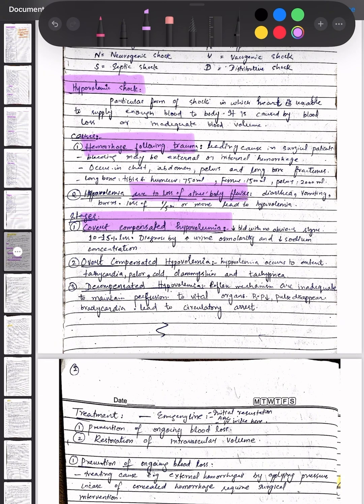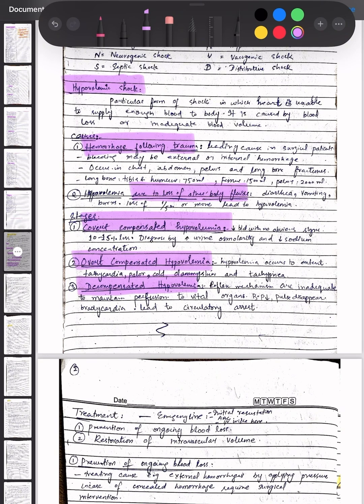Overcompensated hypovolemia. Hypovolemia occurs to an extent with tachycardia, pallor, cold, clammy skin, and tachypnea. Decompensated hypovolemic shock. Reflex mechanisms are inadequate to maintain perfusion to vital organs. Decreased blood pressure, pulse disappears, bradycardia leads to circulatory arrest. So these are the stages.